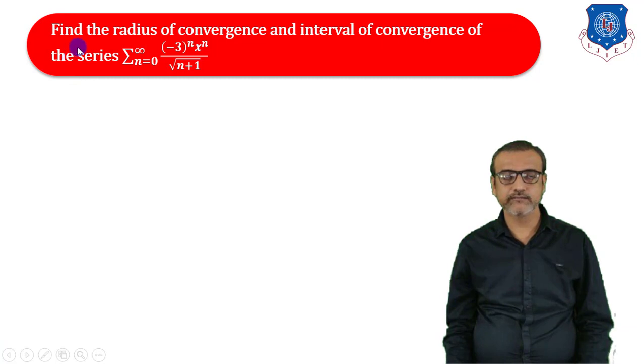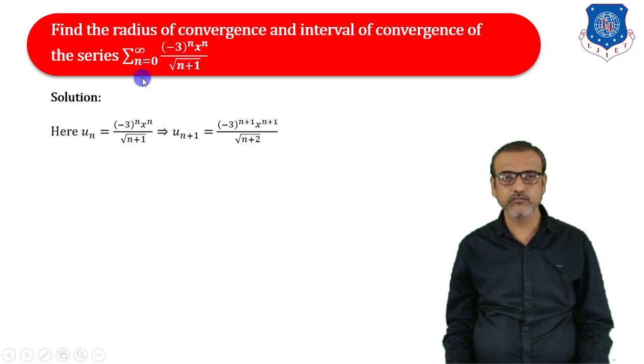Now we have one example related to this topic: find the radius of convergence and interval of convergence of the series sigma n from 0 to infinity (minus 3) raised to n into x raised to n upon square root of n plus 1. So here is the solution. Here un equals (minus 3) raised to n into x raised to n upon square root of n plus 1. First of all we will find un plus 1.